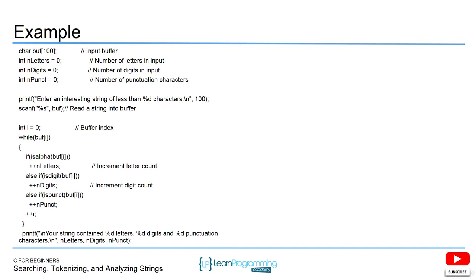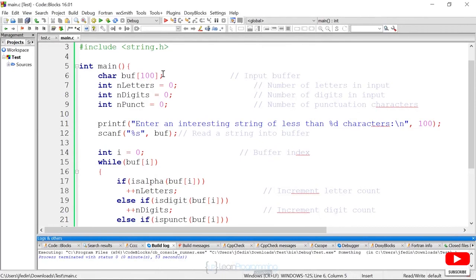But what you should notice is we're creating a buffer, our input buffer, and then we're creating 3 integers to count. We're telling the user to input a string of less than so many characters. We then read it in. We're then going to look at that string to see if it contains certain characters. And so we're going to iterate through that string by looking at each index in the array.